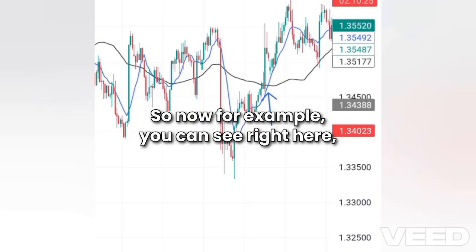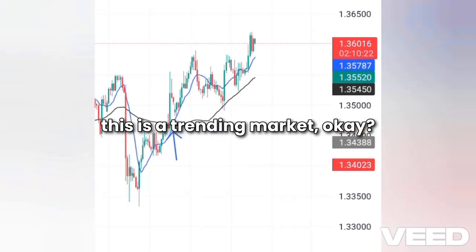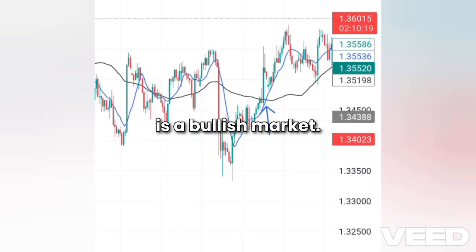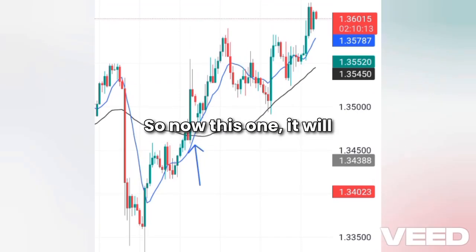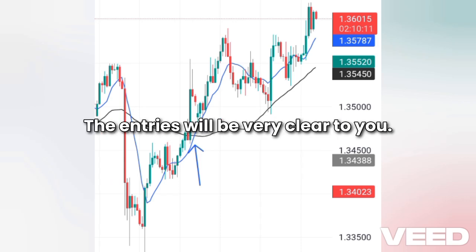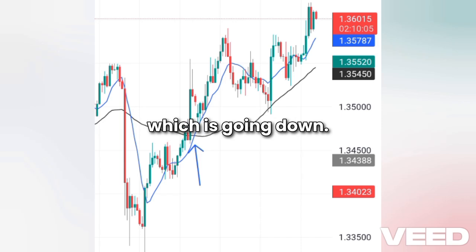For example, you can see right here, this is a trending market. It is a bullish market. It is just breaking highs. This will clearly show you the entries. The entries will be very clear to you. Also, you can choose a market which is going down.